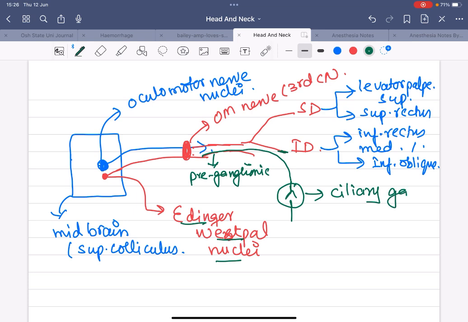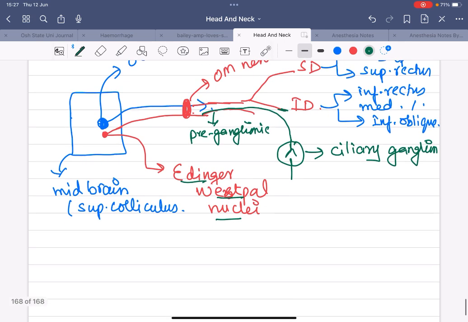And after the ciliary ganglion, see here, now it is going through these nerves. These are your short ciliary nerves. And now it is going to innervate these two muscles. Number 1, ciliary muscle.